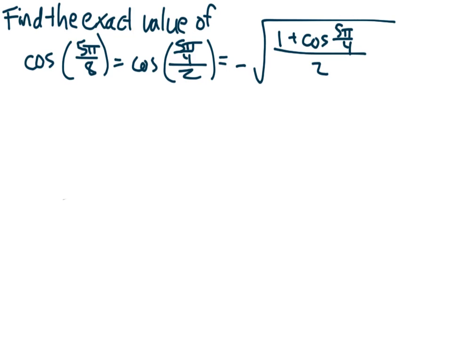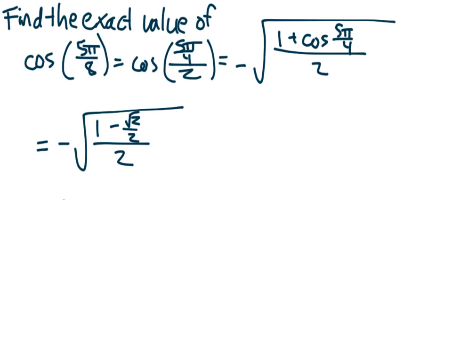Proceeding to simplify the inside of the radical. You know that this is the opposite of the square root of 1 plus cosine of 5 pi over 4. What is cosine of 5 pi over 4? What quadrant is 5 pi over 4 in? That's going to control the sign of this term. 5 pi over 4 is in the third quadrant. So you're going to have negative radical 2 over 2.